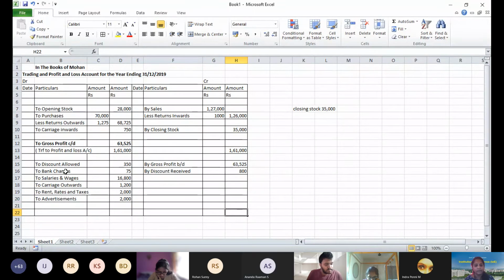Anything else which I have left? No, nothing else I've left. Everything I have covered according to my format. Now, what is my balance? 63,525 plus 800. How much is it? 64,325. 64,325 minus all these things, minus all the expenses, 41,900. That's really nice.